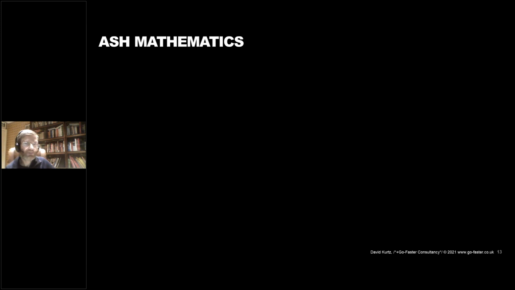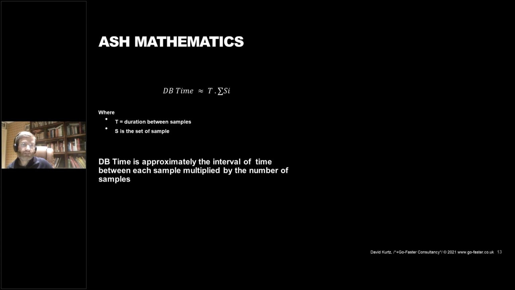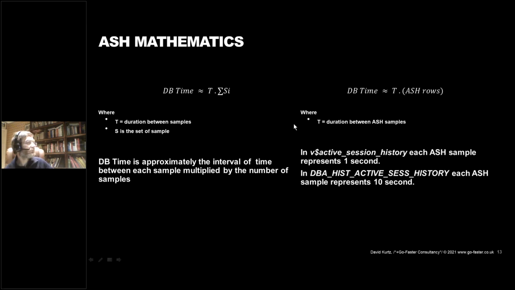So when it comes to actually doing the math yourself, what do you have to do? Well, the database time is approximately equal to the interval between the ASH samples multiplied by the number of samples, where S is the set of samples. Or if you prefer, it's approximately equal to the interval between the samples multiplied by the number of rows in your ASH data. It is as simple as that. And that is going to be 1 second if you've taken it from the in-memory ASH repository. And because only 1 in 10 samples is persisted to AWR, that's going to be 10 seconds if you're getting it out of the AWR repository. More later.